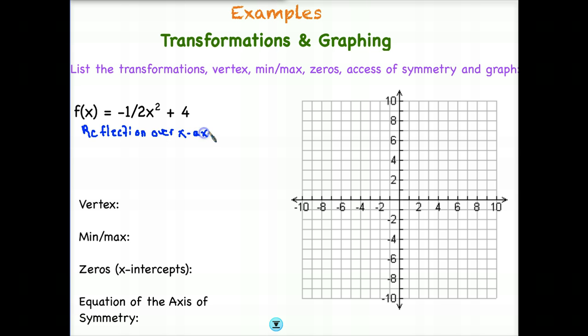My second transformation is the 1/2, and since it's less than 1, I know I'm going to have a shrink of 1/2. And then as I move to the right, I have this 4 on the end, so that will be a shift up of 4.